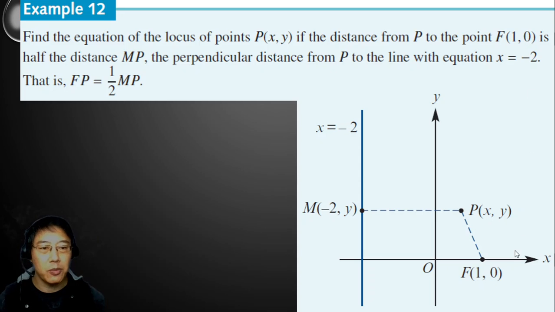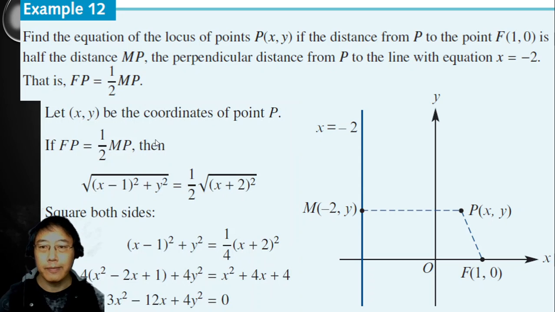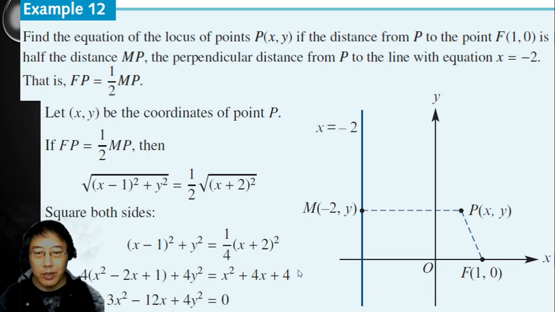F is a fixed point, so that's the fixed coordinates, and we get that nice equation. So now we know the coordinates of all the points. We can express FP and MP using the formula between 2 points, which is a square root. We have a square root here, so we have square roots on both sides. You square both sides, then you expand the brackets and you regroup the like terms.